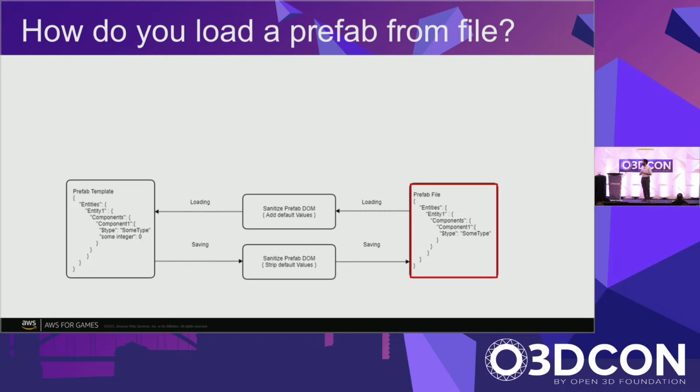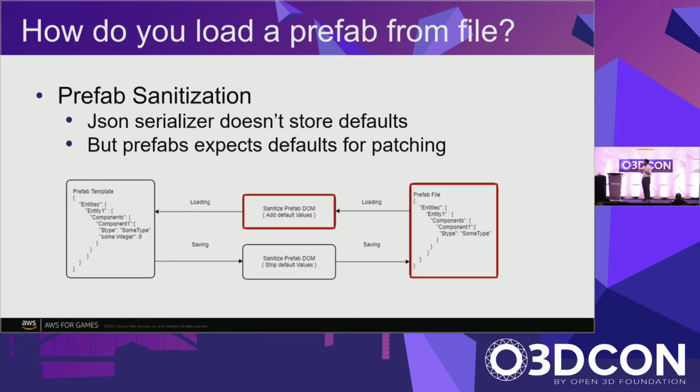So we start with a prefab file, and then we do something called prefab sanitization, which means that we add in the default values for types. So the JSON serializer by default doesn't store defaults, and that is to make the files clean and compact. But prefabs expect defaults for patching. So during the sanitization process, we add in those defaults, and you can see that the file doesn't have the integer actually stored on the data because the value is 0 and it is a default, whereas in the template, the default will be loaded so that it can be used later if needed for overrides or patching. So this is how loading looks like.